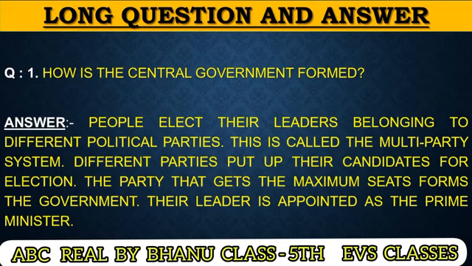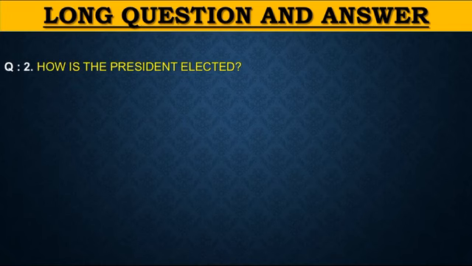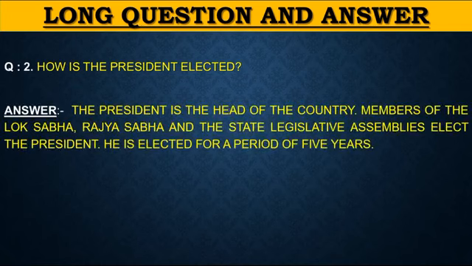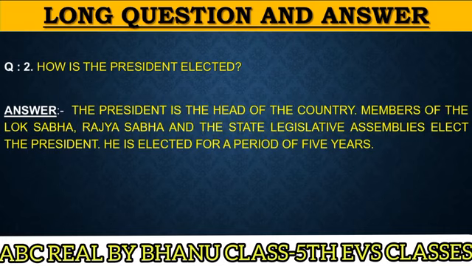Let's move on to question number 2. How is the President elected? Answer of this question is the President is the head of the country. Members of the Lok Sabha, Rajya Sabha and the state legislative assemblies elect the President. What are the members of state legislative assemblies called? Yes, they are known as MLAs. So, members of the Lok Sabha, Rajya Sabha and MLAs elect the President. He is elected for a period of 5 years.